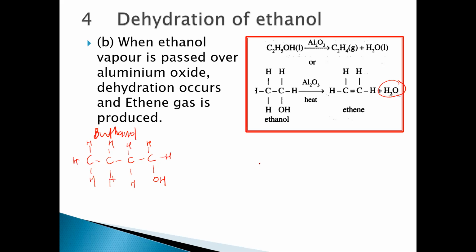Arrow. Okay, all right. And then? 4 carbon. Okay, wrong. What must I put at my arrow first? Heat. Aluminium oxide. Kuda, what did you say? Heat. Oh, heat. Okay, yes. Okay, heat. That's correct.